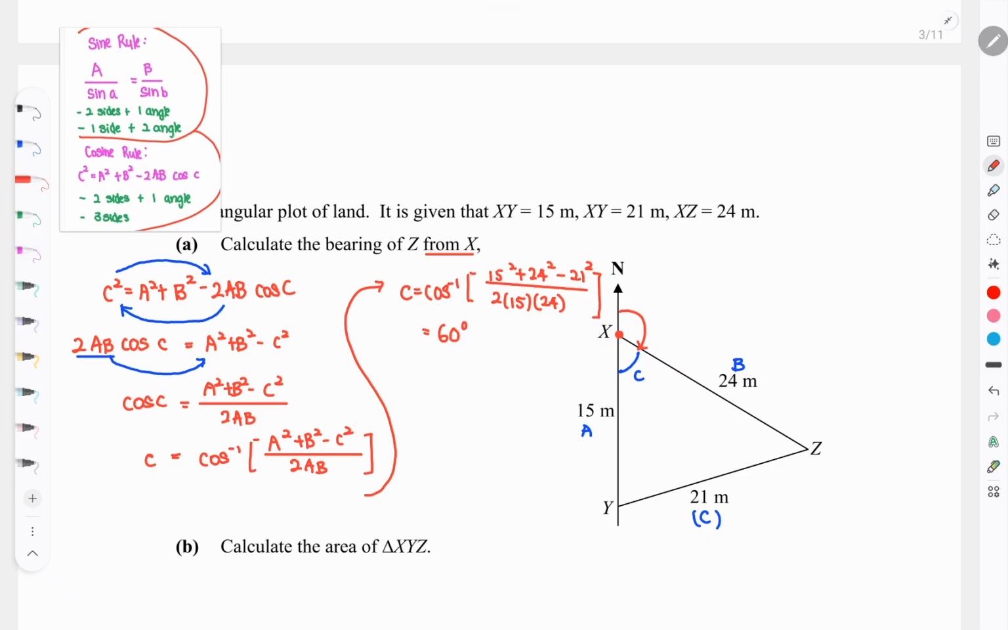Okay, so 60 degrees is just to find C, but I want to find the bearing of Z from N. So I will have to do a final step of 180 degrees minus 60 degrees, which will give me a bearing of 120 degrees.